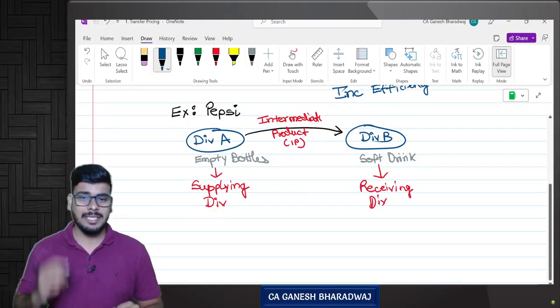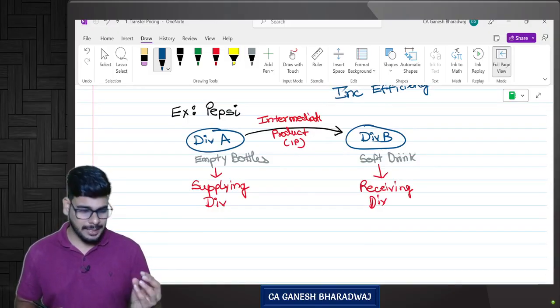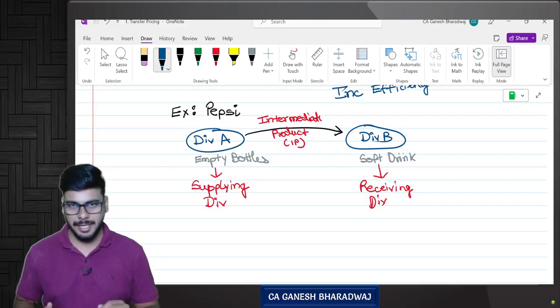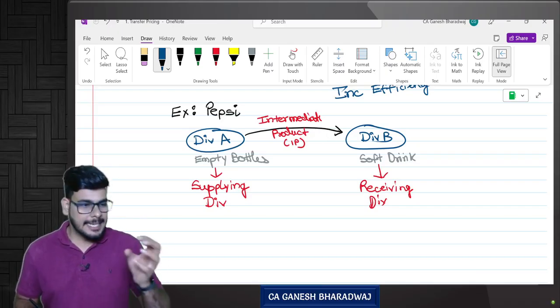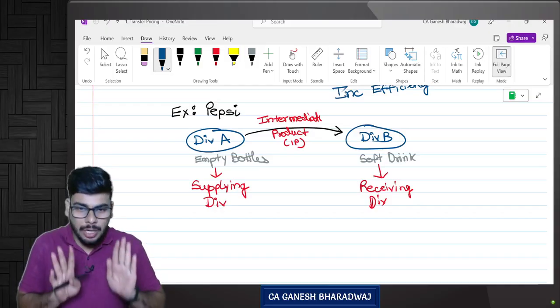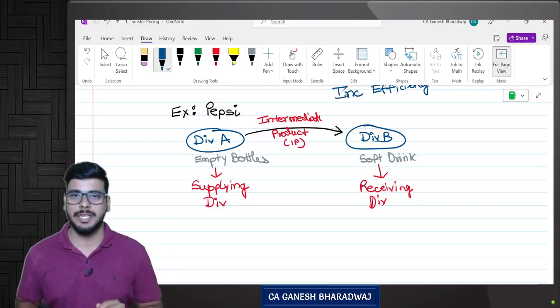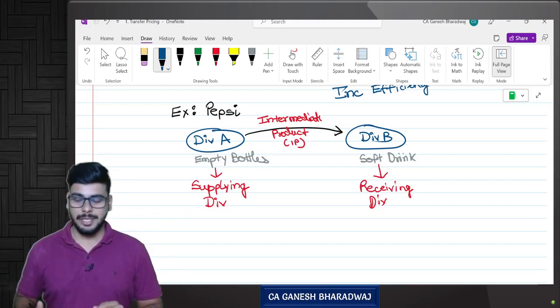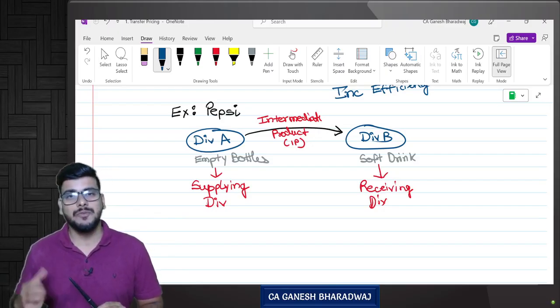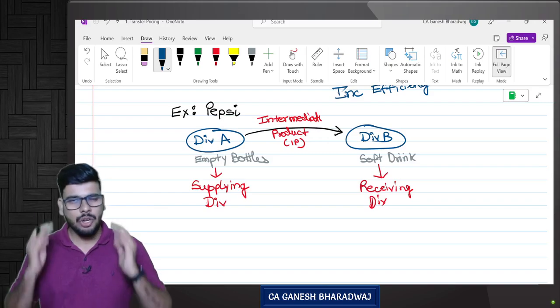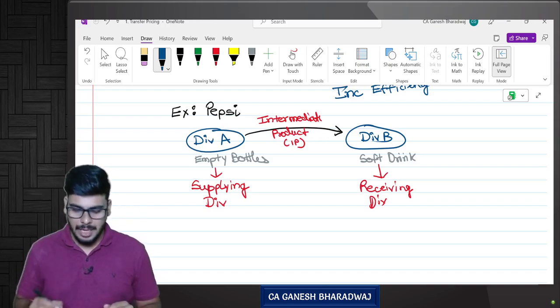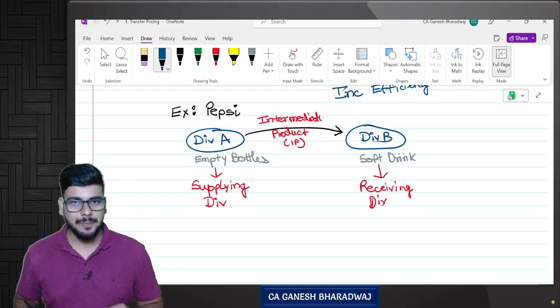Now, for us to understand this, there is a concept called cost center and profit center. Sir, what do you mean by a cost center? What do you mean by a profit center? Cost center means the division that is responsible only for incurring cost. Profit center means a division which is responsible for generating profits. Now, logically you think and tell me, between division A and division B, which can be called a profit center?